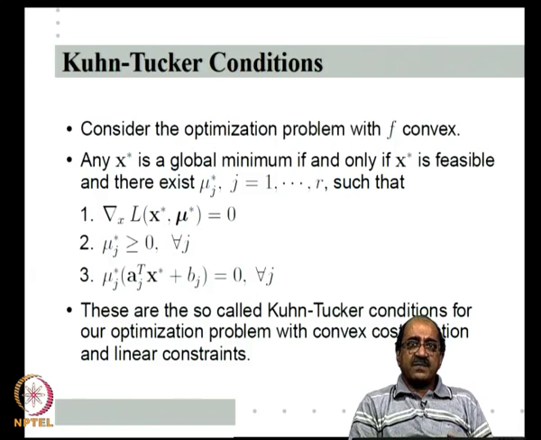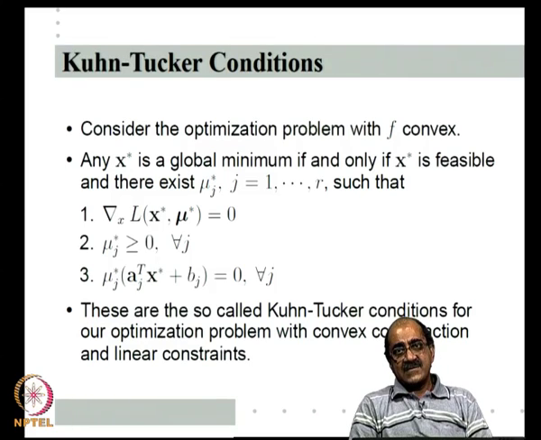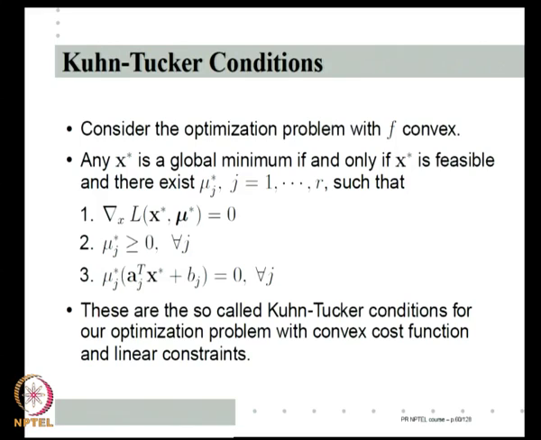So, given this optimization problem where the cost function is convex and the constraints are linear, these are the conditions for any x star to be a global minimum. What are the conditions? X star should be feasible and there must exist Lagrange multipliers mu j star such that gradient with respect to x of L of x star, mu star is equal to 0, all the mu j stars are non-negative, and if any mu j star is strictly greater than 0, then for that j, A j transpose x star plus B j should be equal to 0, right. This is called the complementary slackness.